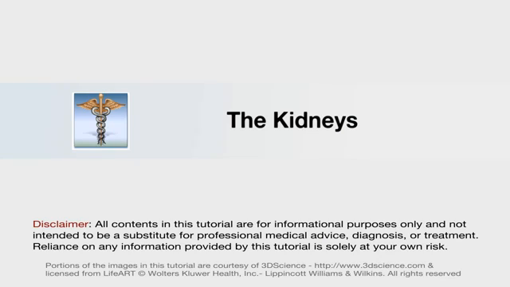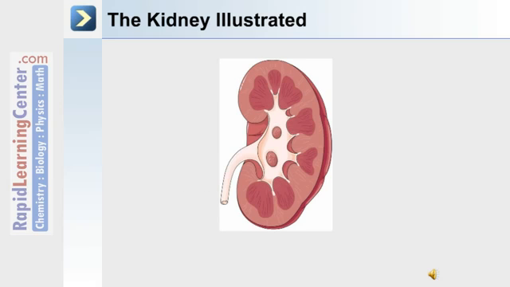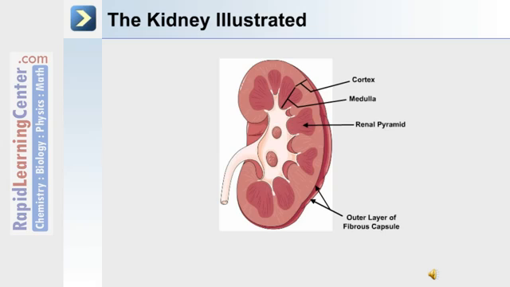Now let's move on to discuss the kidneys, including the anatomy of the kidney and the functional unit, the nephron. Let's use this slide to describe the sectional anatomy of the kidney. Surrounding the outside of the kidney is an outer layer of fibrous capsule. The outermost layer is the cortex, and the inner layer is the medulla.